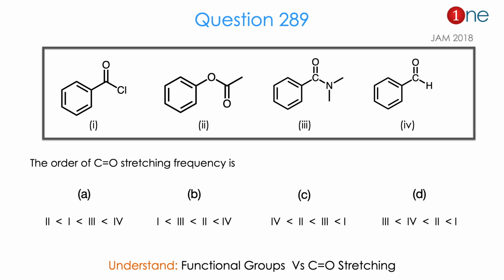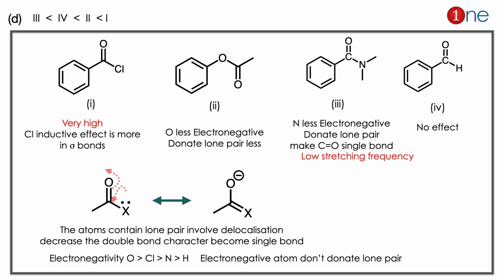From the 4 different carbonyls and the question of CO, you might realize the question is really about functional group versus CO stretching. The answer is D. Let us see how. Here you have to analyze the extremes first.